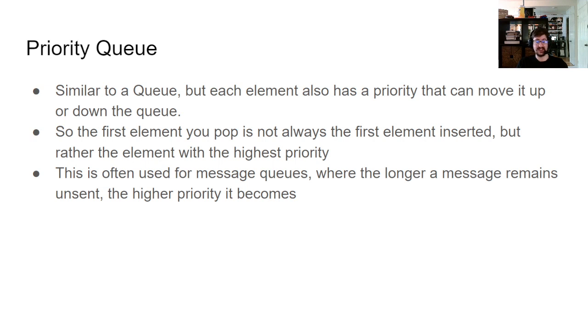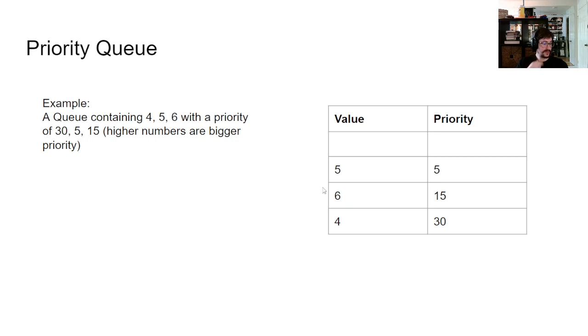And it's very similar to a queue in a couple ways, right? So we have a value and a priority associated with those values. Priority could be a number, it could be a string, as long as you have some way of determining the ordering based on the priority, you can do it. So 4, 5, and 6 with a priority of 30, 5, and 15. Now you notice already these are out of order. 4 is first because 4 has that priority of 30. In a normal list or queue, 5 would be next. But instead 6 is next because 6 has a higher priority, and then 5.